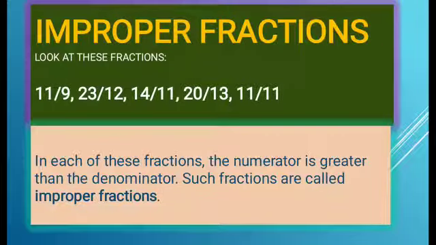Improper fractions. Look at these fractions. 11 upon 9, 23 upon 12, 14 upon 11, 20 upon 13, 11 upon 11. In each of these fractions, the numerator is greater than the denominator. Such fractions are called improper fractions.